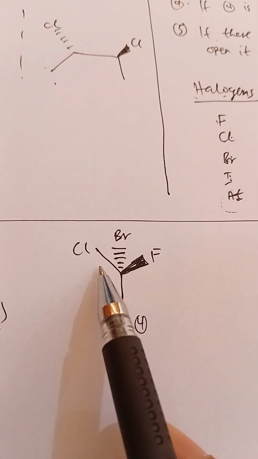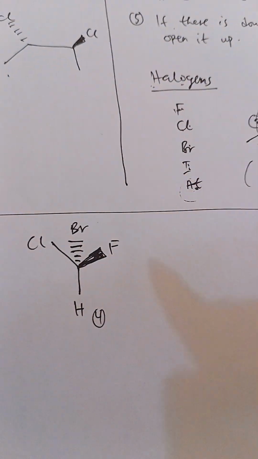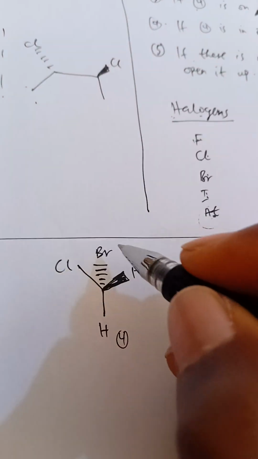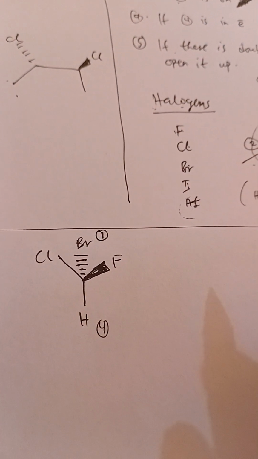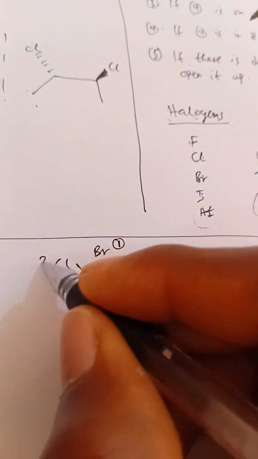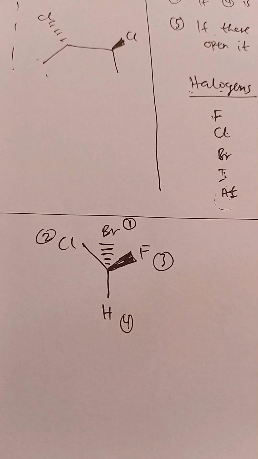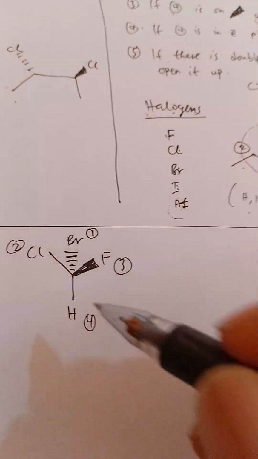Now we come to this. Who is the highest? Obviously, bromine is the highest because going down, atomic number is increasing. So bromine will take one, followed by who? Chlorine will take two, and then fluorine will take three. Before you go ahead, check. Is number four on the broken or solid wedge? No, it's in the plane on the straight line.